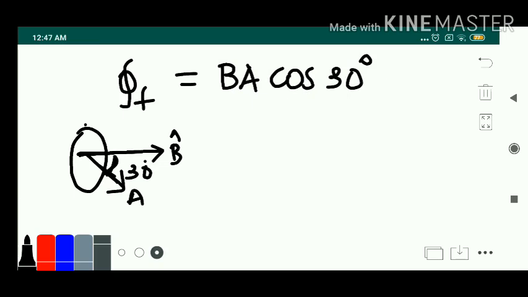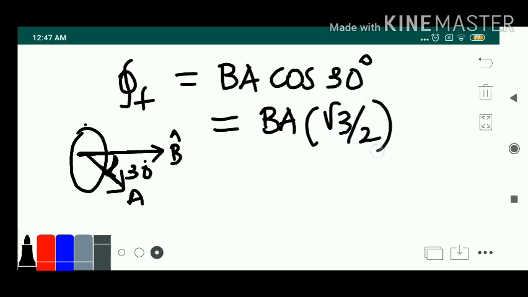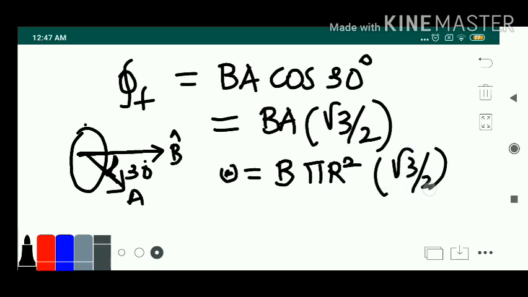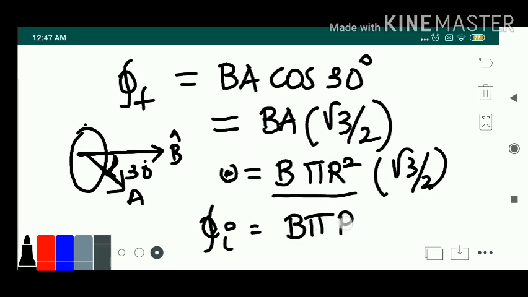What is cos 30 degrees? You have to know it is root 3 by 2. Here I am going to write the area as πr², and there is root 3 by 2. This is the expression for the final flux. What was the initial flux, guys? It was Bπr².